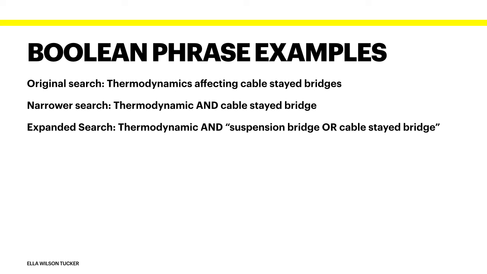In this example, the student wanted to conduct a search regarding the study of thermodynamics on bridges that utilize cables. As you can see, the original search was simply thermodynamics affecting cable-stayed bridges. In order to narrow this search and gather more useful results, the user could search thermodynamic in the first search bar and cable-stayed bridge in the second search bar, joining the two using Boolean and.